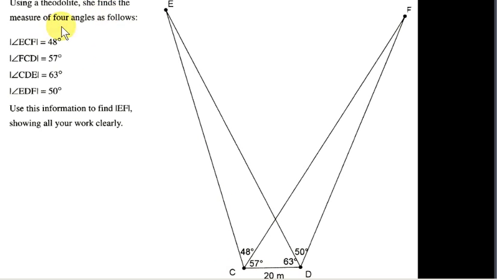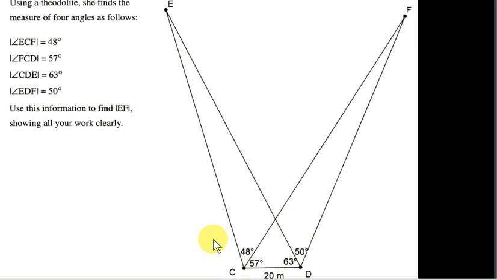Using a theodolite, she finds the measure of four angles as follows. Angle ECF is 48 degrees. Angle FCD is 57 degrees. Angle CDE is 63 degrees. Angle EDF is 50 degrees. Use this information to find the distance between E and F.